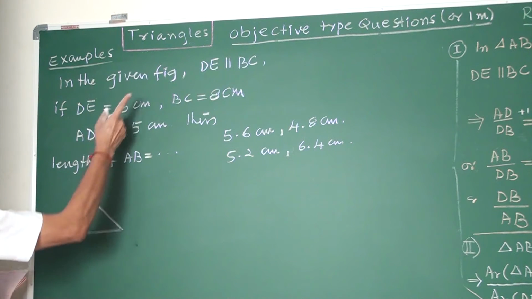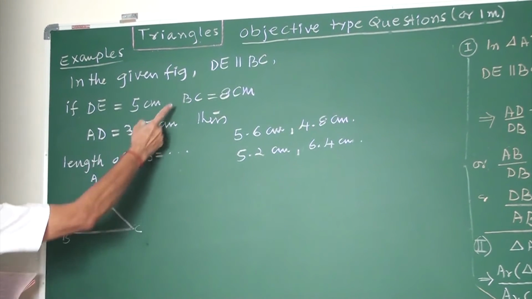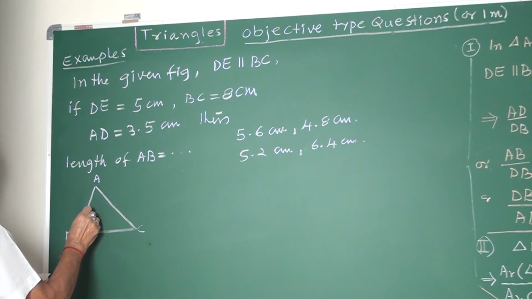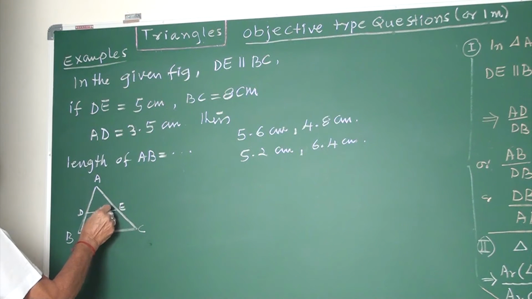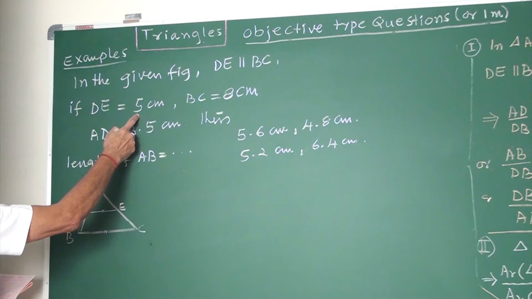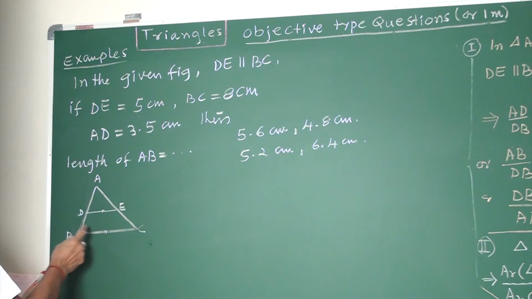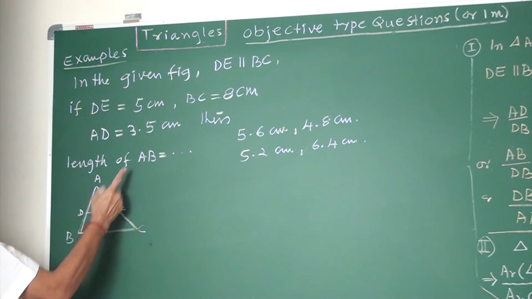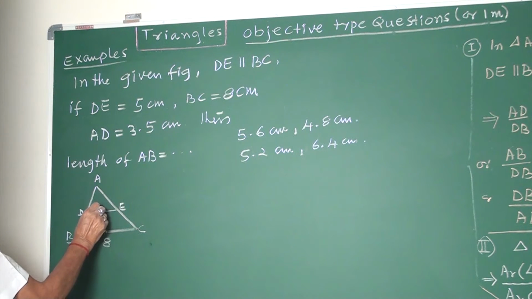Yes, this is a triangle ABC, my friends. DE is parallel to BC. Again, what is given? DE is given. Where is DE? This DE is given. DE is given 5. BC is given 8. This is 8 centimeters. This is 5 centimeters.